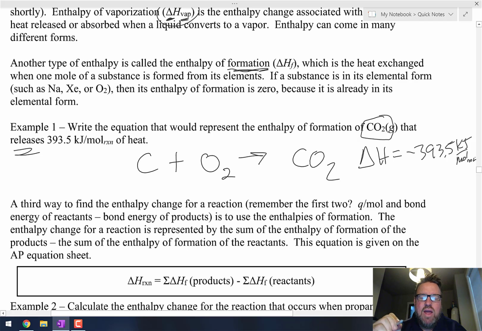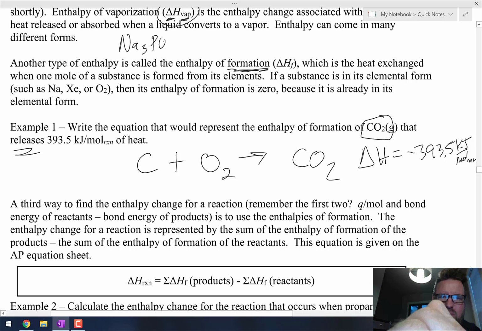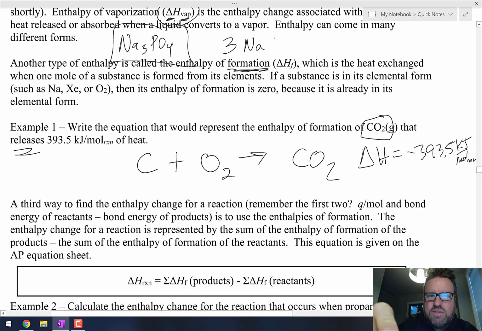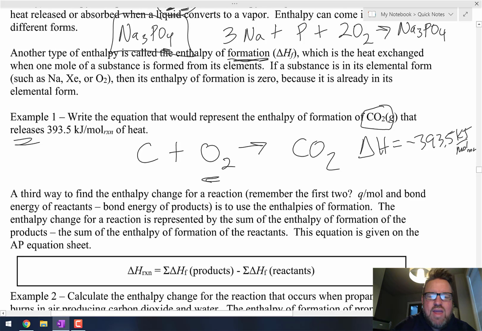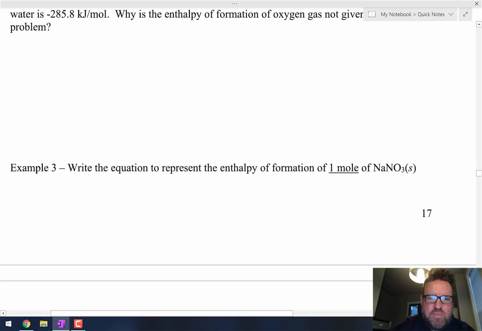And that's what all enthalpies of formation look like, you have to write things forming from their elements. So even something like Na3PO4, what would be the enthalpy of formation of that one is you would have 3 sodium atoms plus a phosphorus atom plus, and remember O is always O2 just like here, so it'd be plus 2 O2s makes Na3PO4. The only time it gets tricky is when they give you a problem like here on example 3.